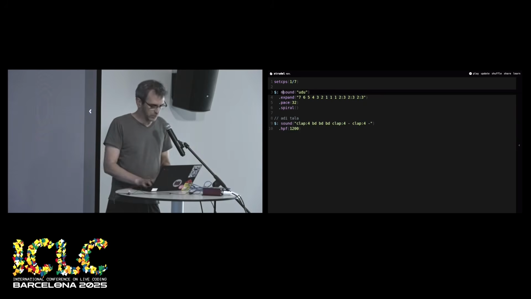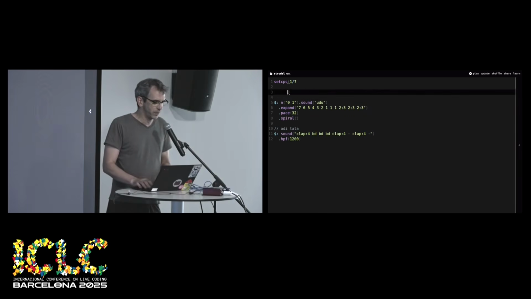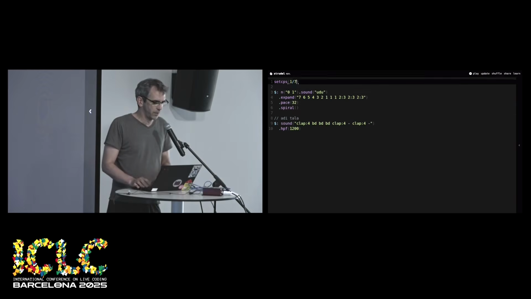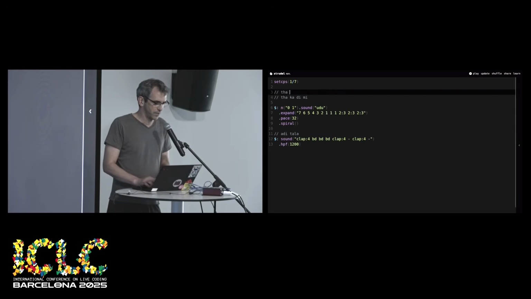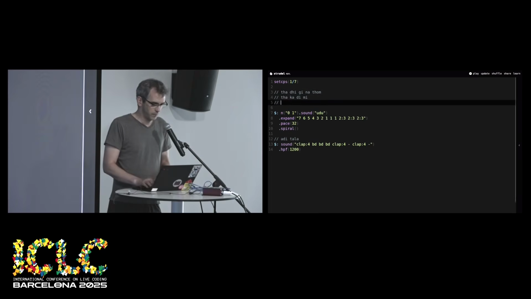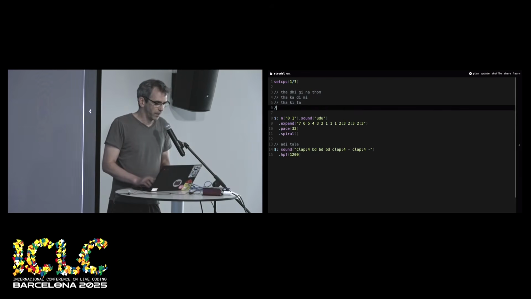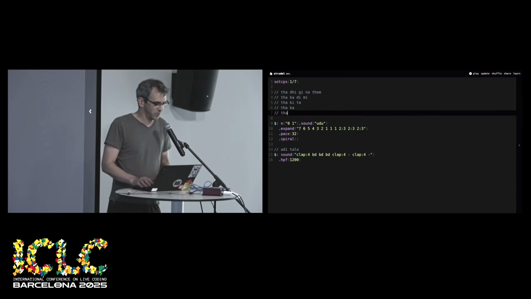But what we can also do is add longer phrases. In konnakol, there are these syllable groups which have different lengths: takadimi is 4, tadiginatom is 5, takita is 3, taka is 2, and ta is 1.